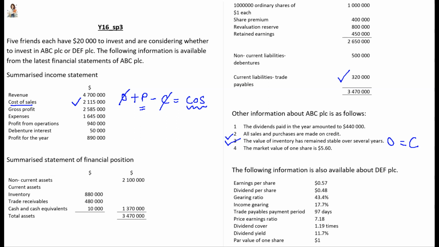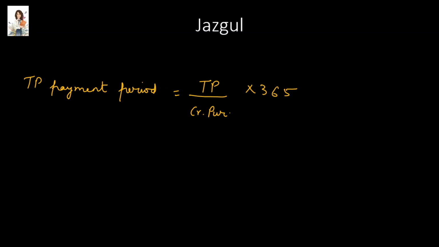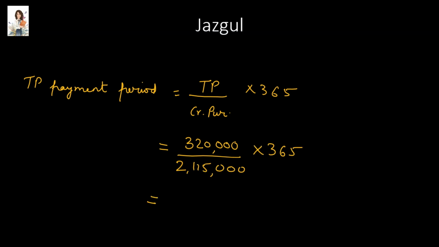So in point 2 of additional information, they have told us all sales and purchases are made on credit. So that means all our purchases, that is $2,115,000 of purchases, are credit purchases. So we can use this figure in our formula. So let's solve and find out the trade payable payment period for ABC PLC. We already saw the trade payable figure in the question, as well as we have seen the credit purchases figure in the question. That gives us a trade payable period of approximately 56 days. That means ABC PLC will pay its trade payables in 56 days.